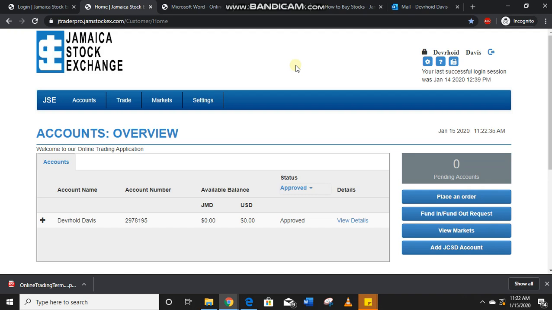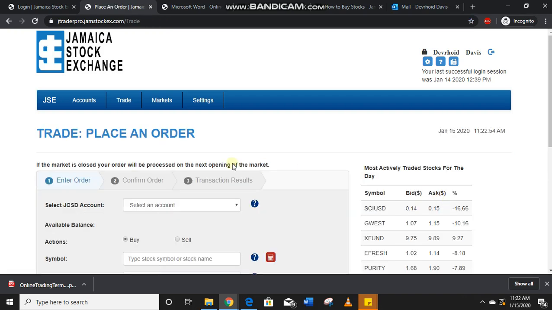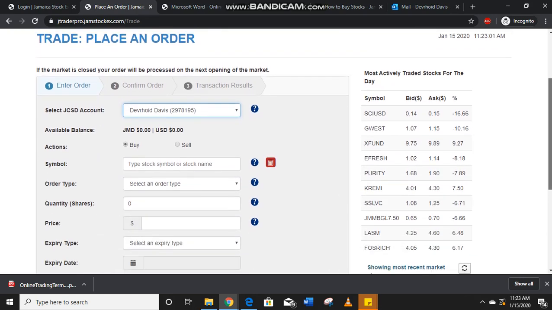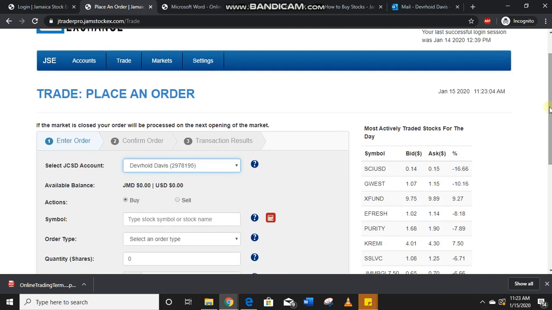Well, it's pretty similar to how you actually go about buying stocks. It is still a trade, so you would go to trade or place order. For this example, I'm going to use the place order option. Again, you have to select the account. But the first difference occurs in terms of the action. Instead of buy, which is automatically selected, you're going to select sell.